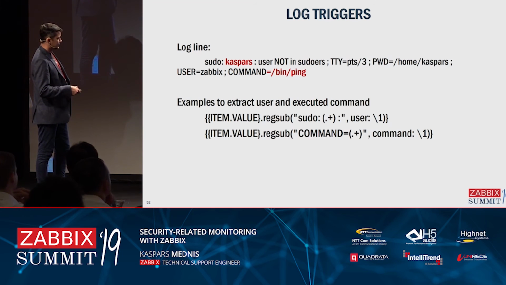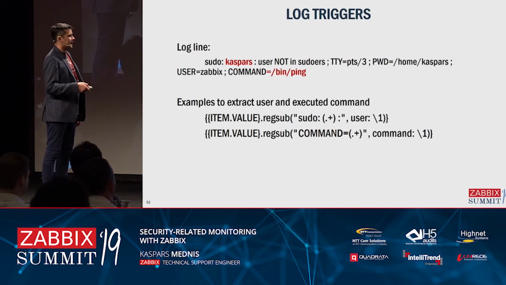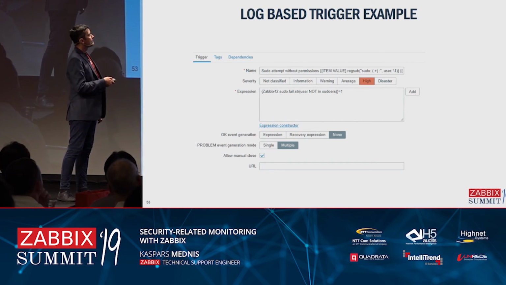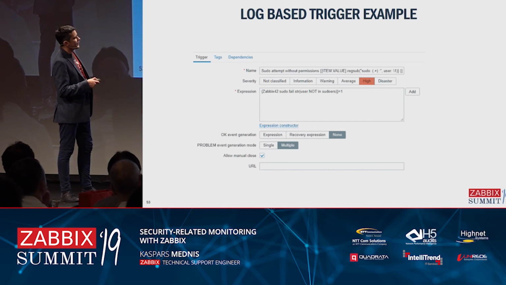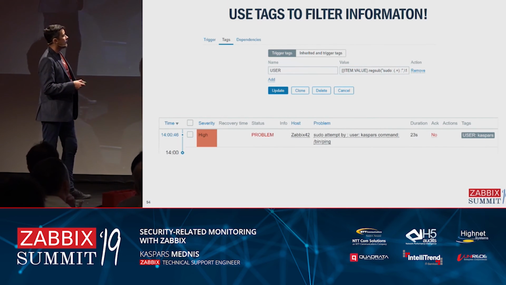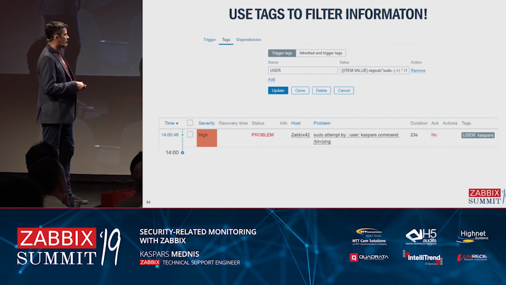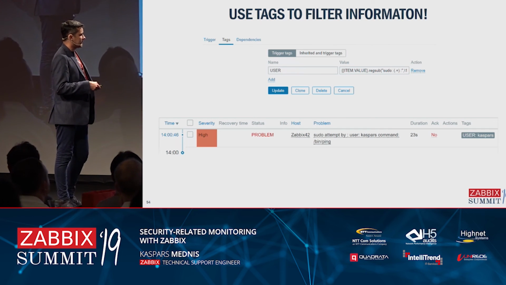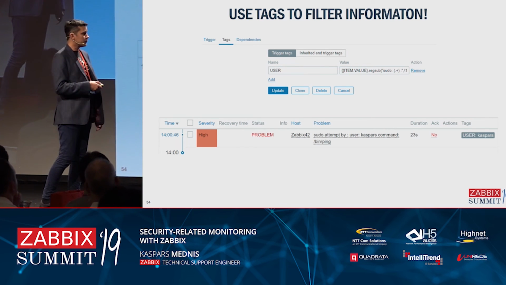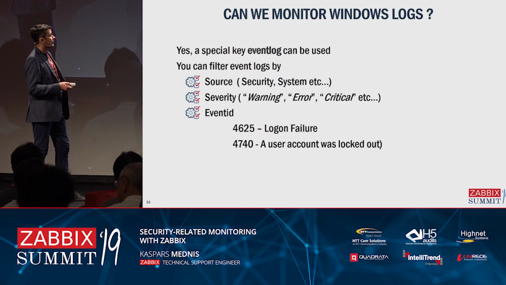I have used those examples to extract information. And here, this is how it looks in the trigger. You can see here I'm extracting the information from the log file. And here I'm using it in the tags, because tags are very useful. And here I will have an alarm: sudo attempt by user Kaspars, command ping, and tagged was my name. So you can use it later on dashboards or other places to do some very useful filtering.